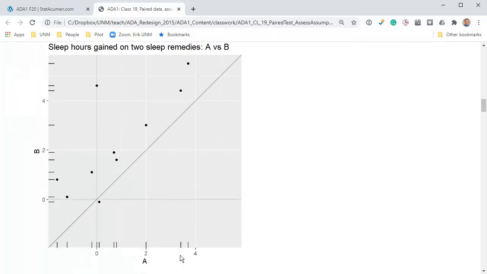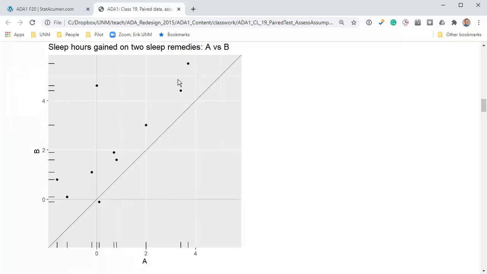So on the horizontal axis, I've plotted A, and on the vertical axis is B. And we've got the 10 dots here. I've added a vertical line at 0 and a horizontal line at 0 so that we have a sense of what's happening. And this diagonal line is where A equals B. So if points are above the line, that means B is greater than A. And if points are below the line, that means A is greater than B.